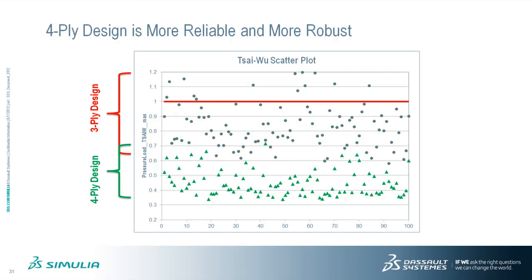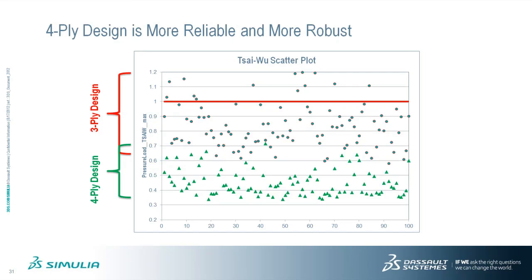The vertical axis is the SIWU failure criteria. So again, the red line here at 1 is our critical line, so we need designs that fall underneath that. For the 100 different variations of our design, for the 4-ply design, all of those green dots fall below the red line. For our 3-ply design, we have multiple designs, or multiple products if we built them, that would fail our critical criteria.